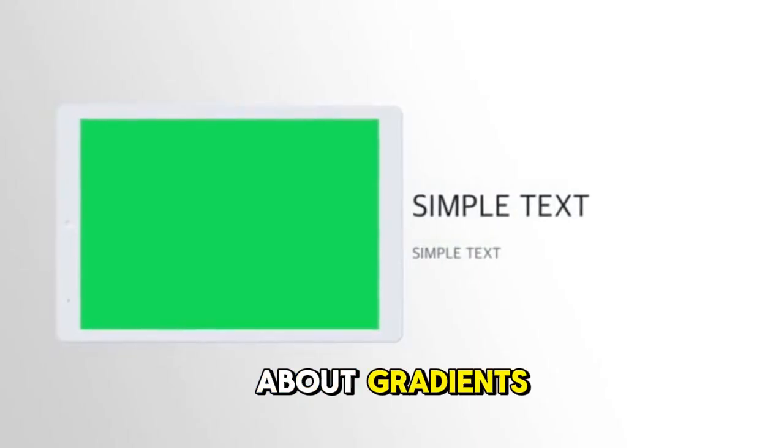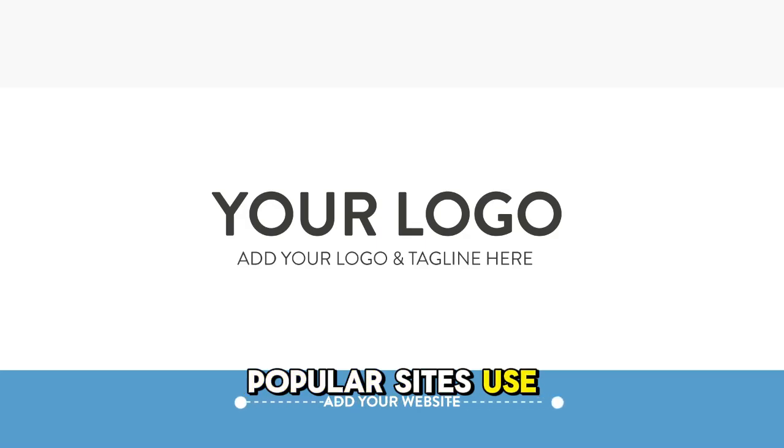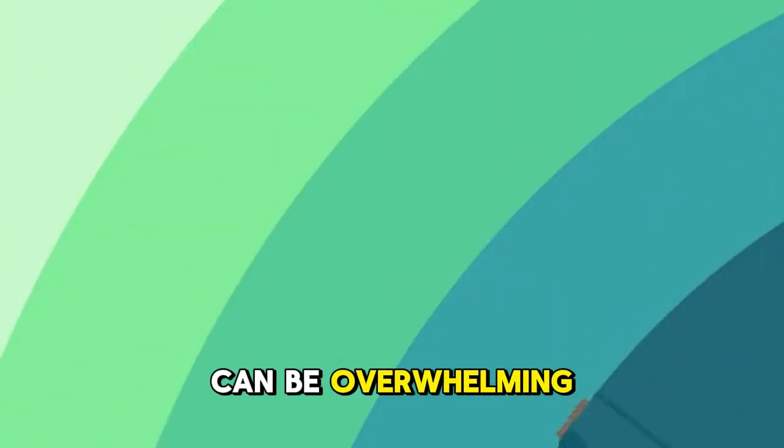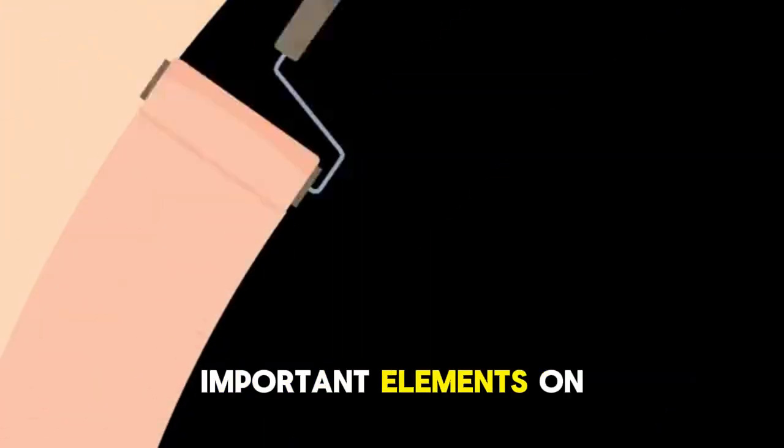Let's now talk about gradients. A lot of popular sites use gradients like Airbnb, UpLabs, Uber, and PayPal. Just remember that too many gradients can be overwhelming, so try to reserve them for important elements on your page to really draw attention to them.